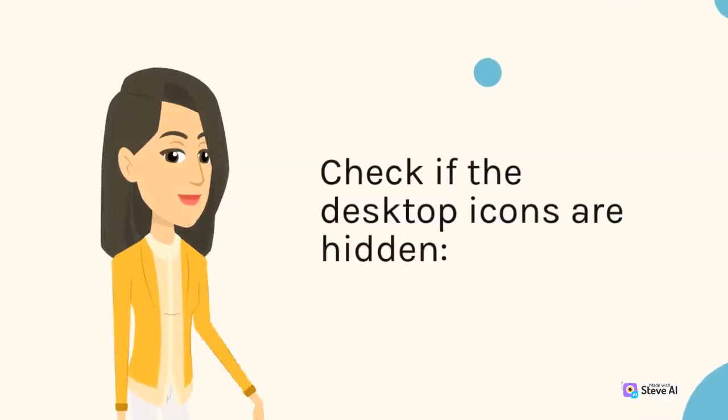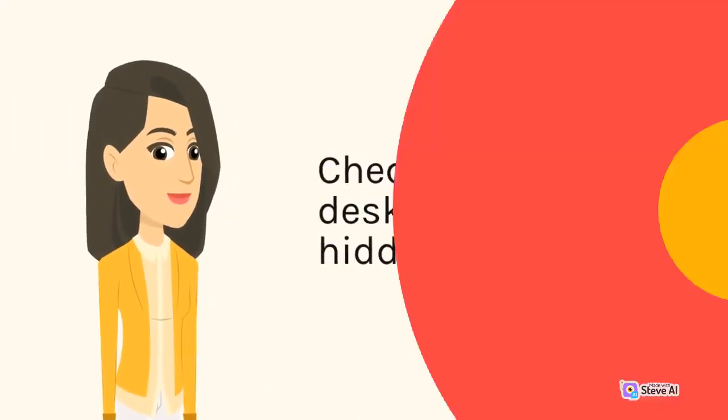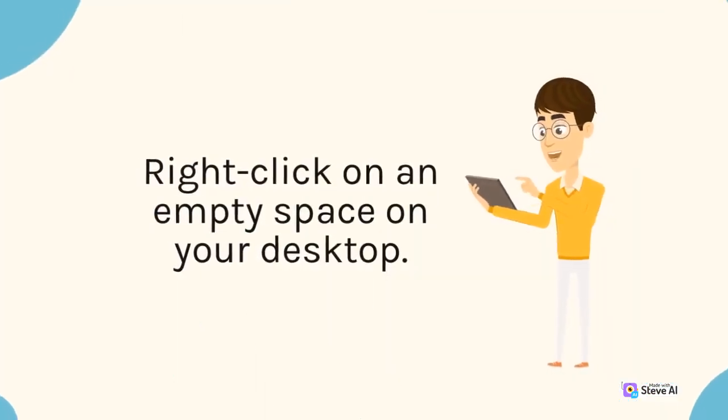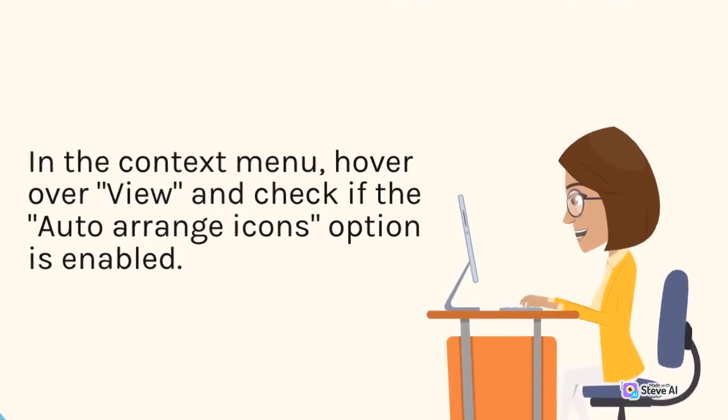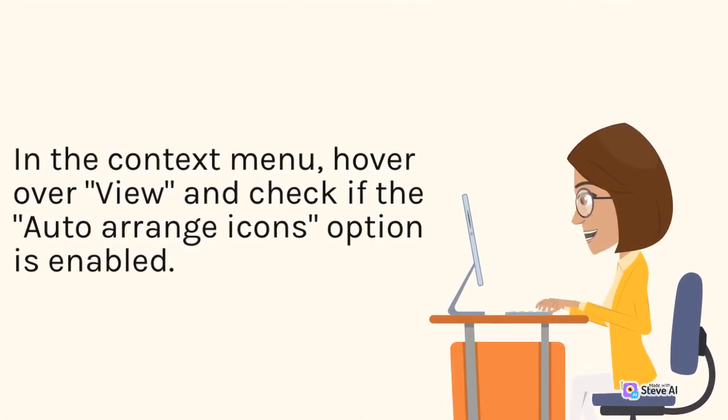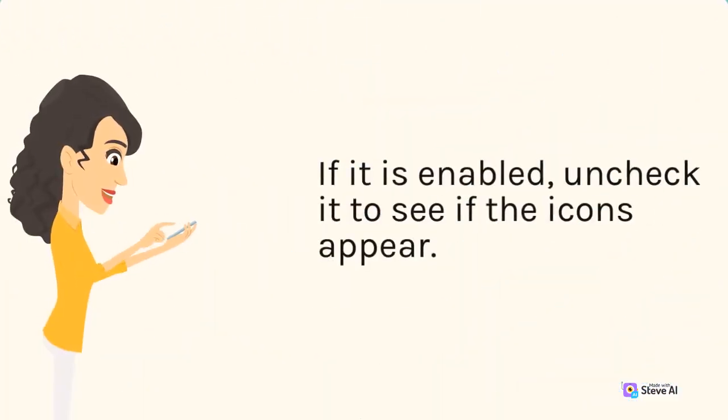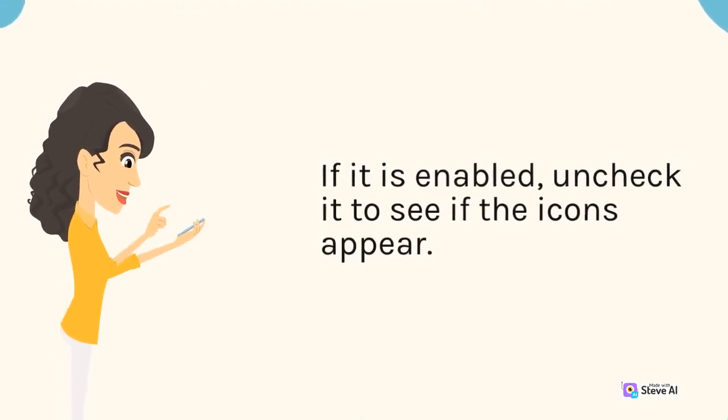Check if the desktop icons are hidden. Right-click on an empty space on your desktop. In the context menu, hover over View and check if the Auto Arrange Icons option is enabled. If it is enabled, uncheck it to see if the icons appear.